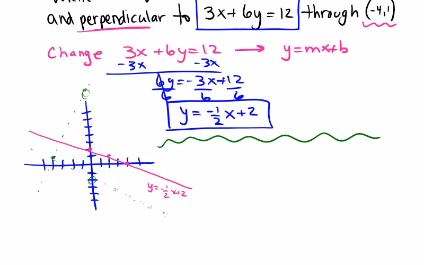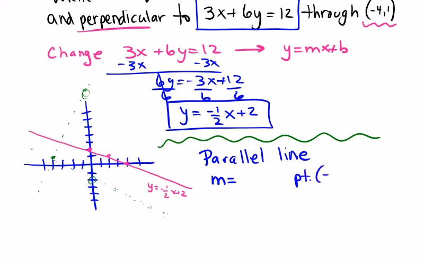So what we're going to do right now is look at the parallel line. To write the parallel line, what becomes important is we need to know what the slope of our parallel line is, and then what is our other point that we're going through.